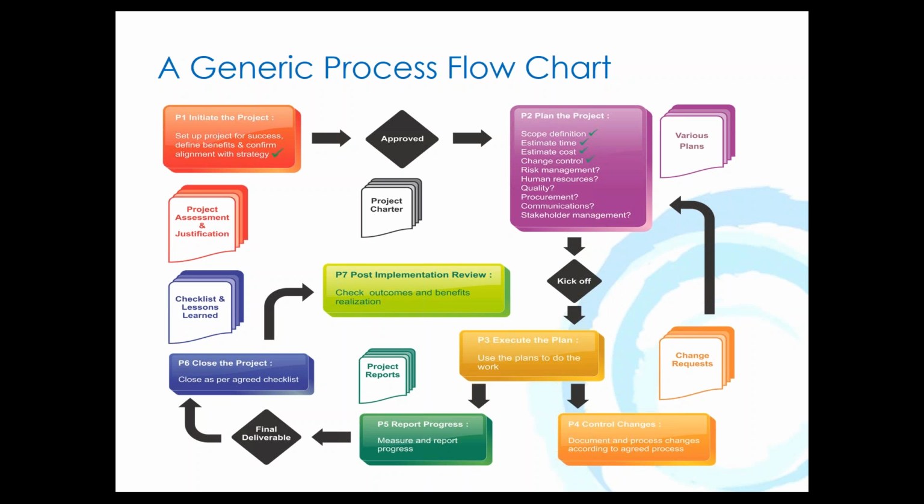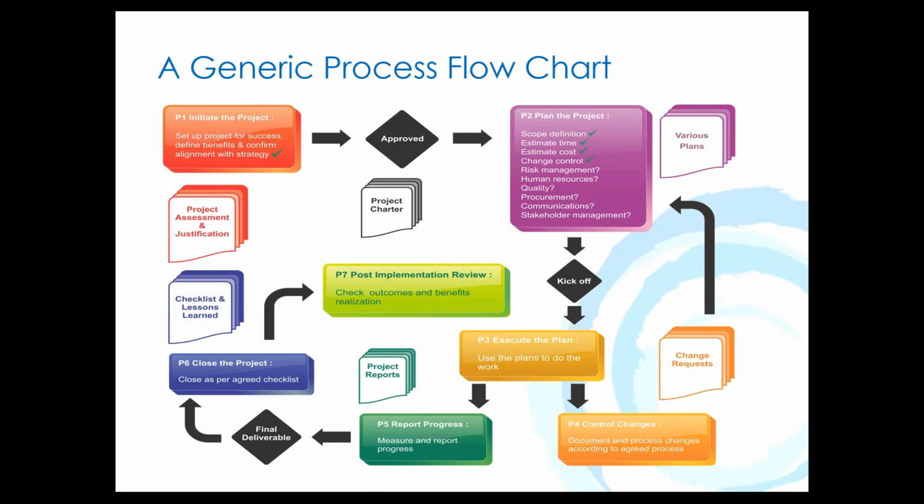And this is a very generic process flowchart. It maps out the way that projects are approved, it maps out the reporting, how changes are handled, what plans are necessary for it, what plans have been done as well. I've got a blank version of this. If anybody wants a copy of it, please let me know.